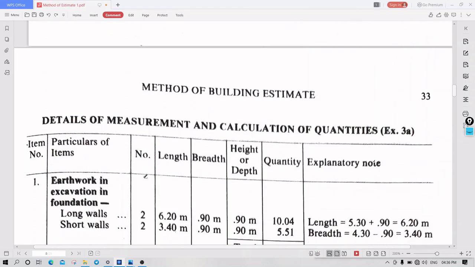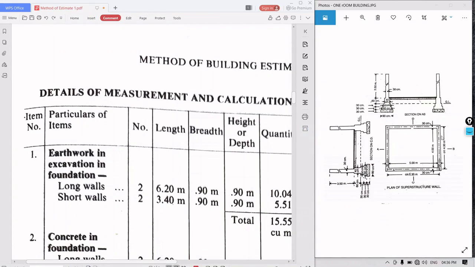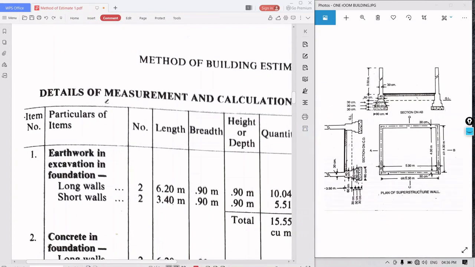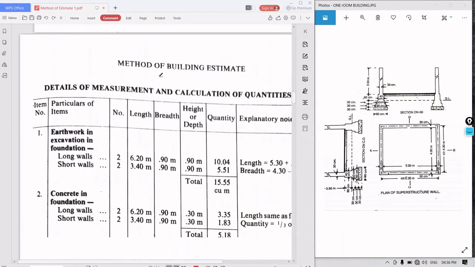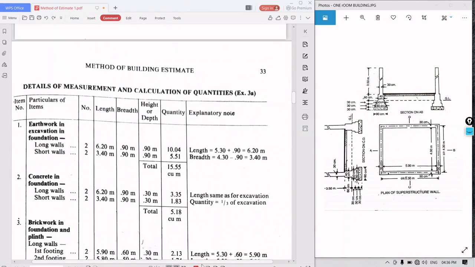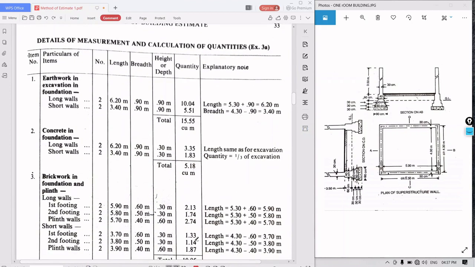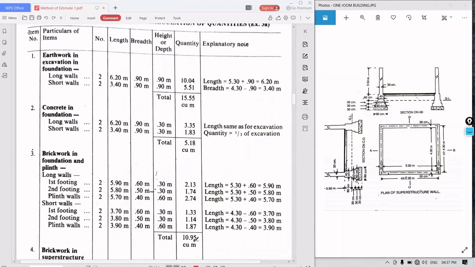I'll rearrange here. Fine. I hope both diagrams are visible to you.